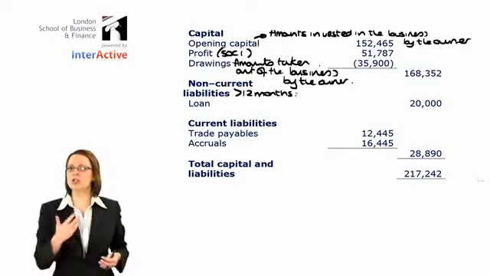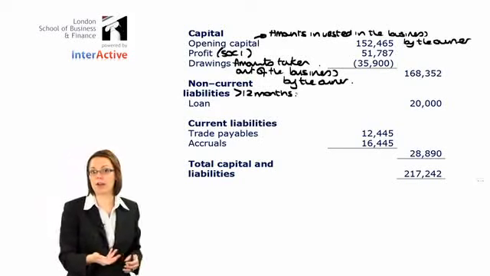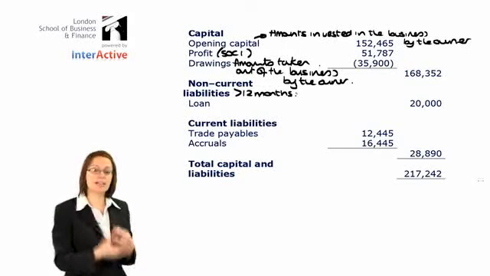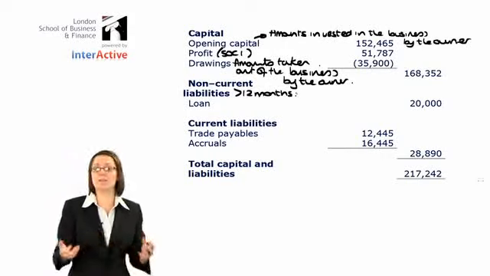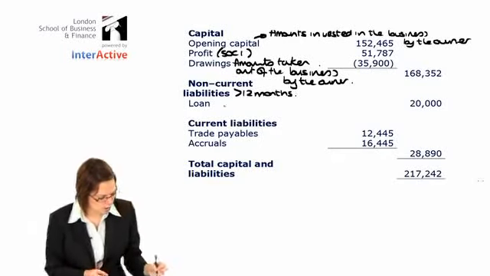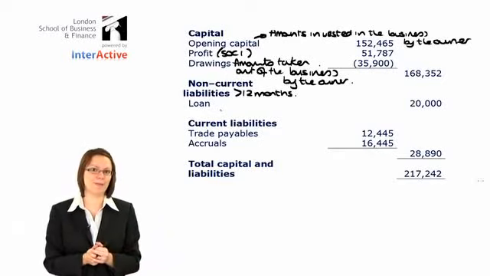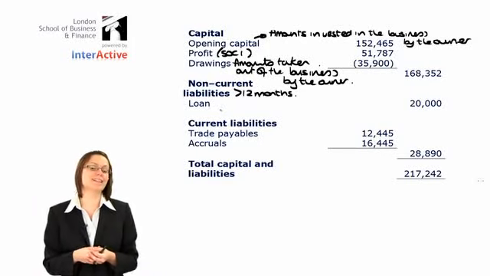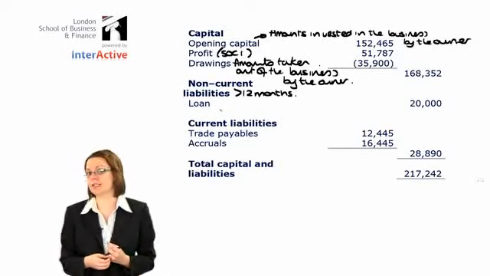So, who would you owe money to in the long term? Well, generally that would be a bank loan. Okay, so if you take out a 25-year bank loan, then yes, that will be a non-current liability because it's due for repayment in full over a period of 25 years. So loans from the bank, we can see there $20,000. There's not really very many of the non-current liabilities at this level, but loans and mortgages would be typical items that you would see.